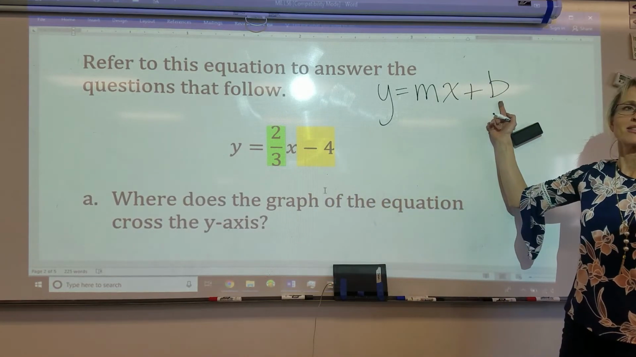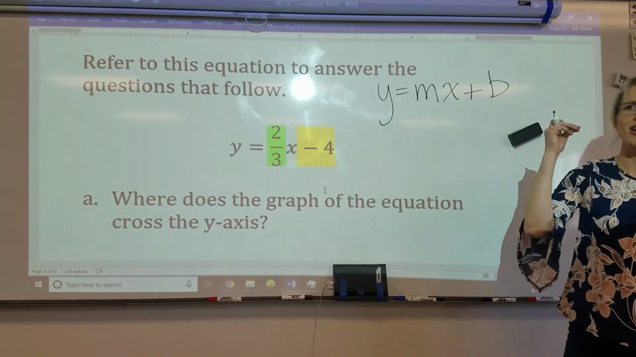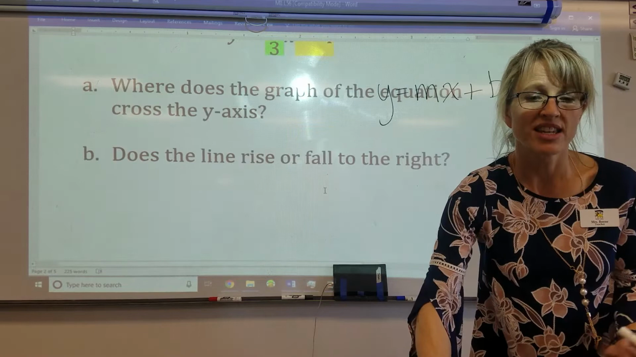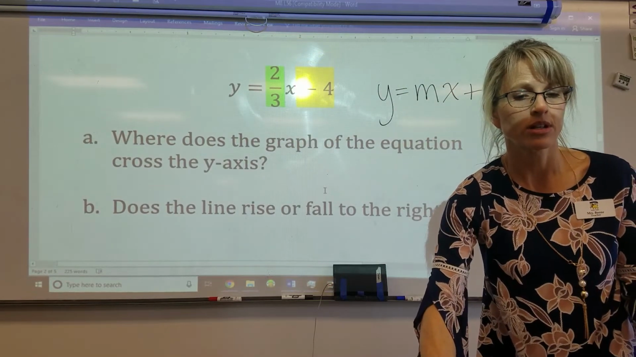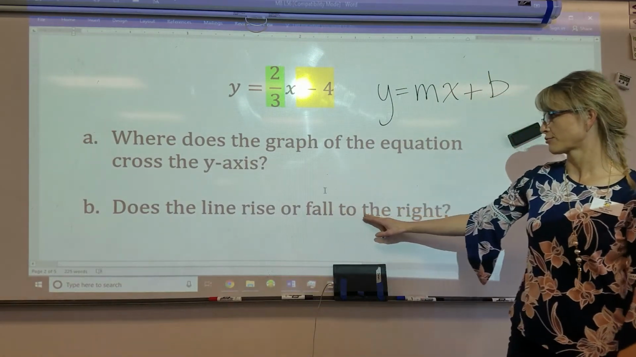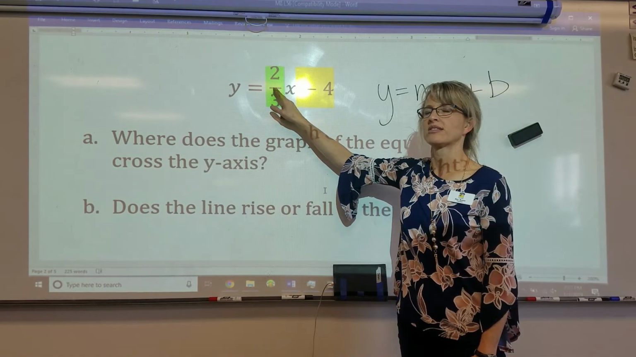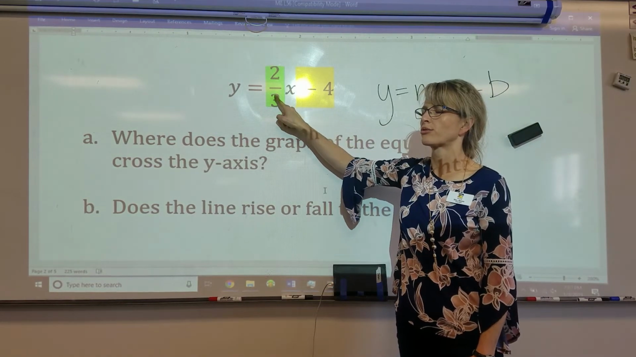B is the intercept. So what is my intercept in this case? You ready? -4. -4, you remember the sign. Perfect. So I could say it crosses the y-axis at -4. And the question is, does it rise or fall to the right? Let's see. Rise 2, run 3.